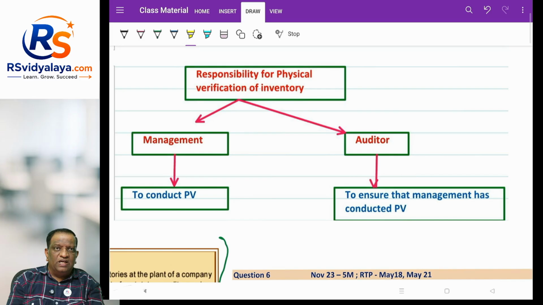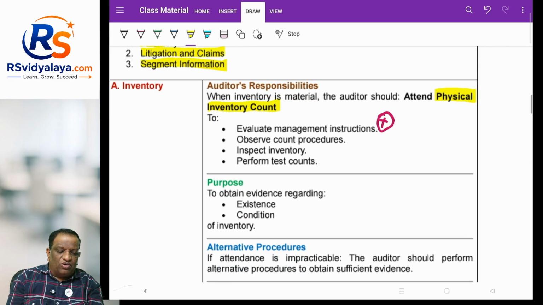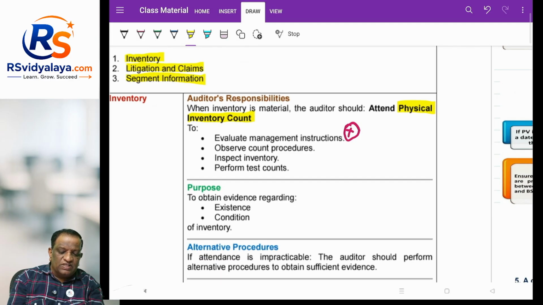So, predominantly whose responsibility is it to conduct the fiscal verification? It is basically the management's responsibility. Then what is the auditor's role? The auditor's role is to ensure that the management has conducted the fiscal verification. But how do I know that the management has conducted it? That is where it becomes necessary for the auditor to attend the fiscal verification.